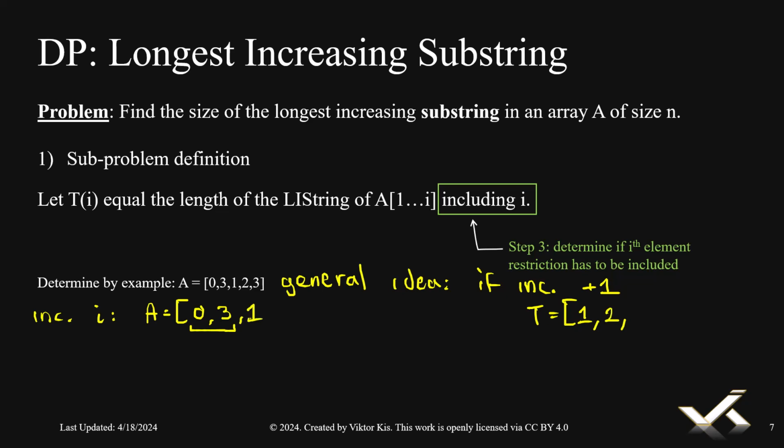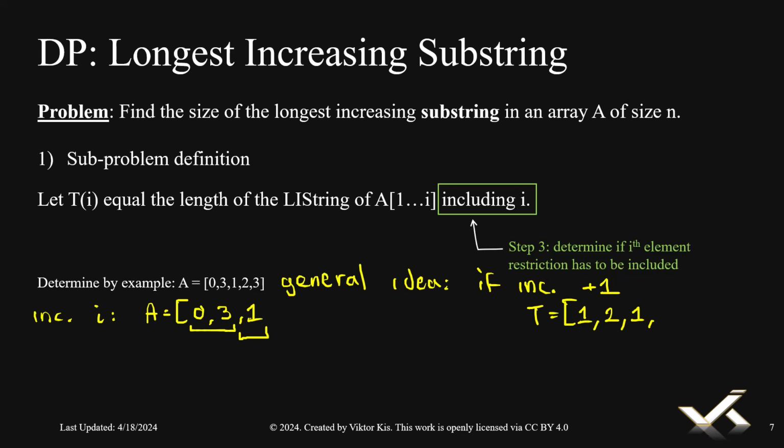The next element is 1. This is a decrease from 3 to 1, so we want to reset our count from here on. But you might say, wait a minute, an array of 0, 3, and 1 is still an LIS of 2, and that is in fact true, but this is where the word include really matters. When we say including I, we are really saying our solution includes the ith element as part of the LIS solution.